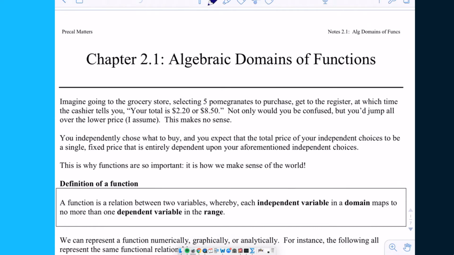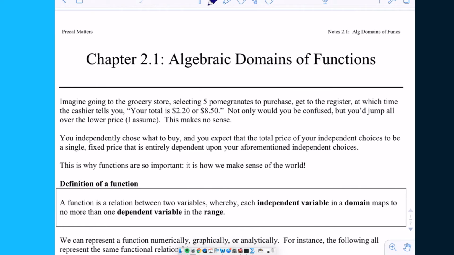So what is a function exactly? And look at that word. Isn't that a fun word? Whereby each independent variable in the domain maps to no more than one dependent variable in the range. Yeah. Excellent. Any questions? All right, quiz tomorrow. Y'all ready? Over functions?